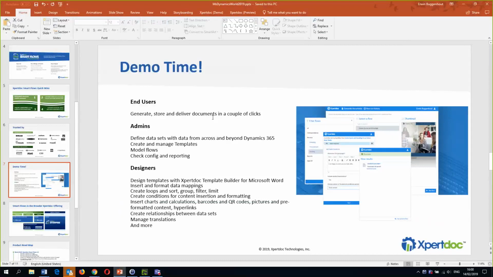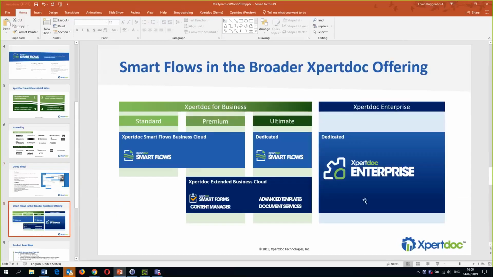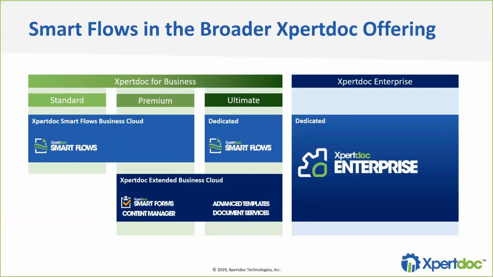Erwin, one question that just came in asking what kind of pricing structure do you offer? Oh yeah, if you look at the pricing, I think I actually have a slide on that, so I can maybe bring this one up here real quickly. There's an Xpertdoc for business pricing and an Xpertdoc enterprise pricing, and the for business pricing has 3 tiers: a standard tier, a premium tier, and an ultimate tier, and depending on the functionality that you need, you're moving up the ladder. We're looking at functionality. That's one thing.